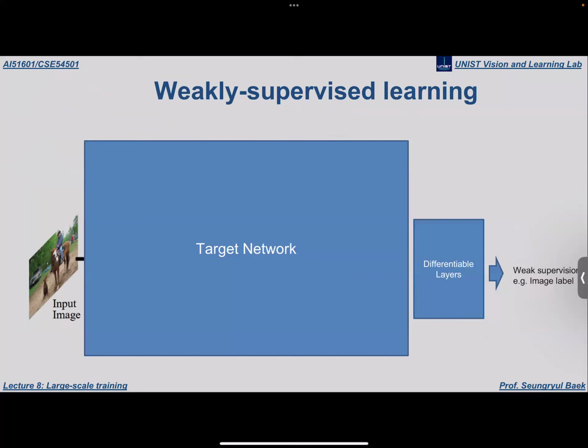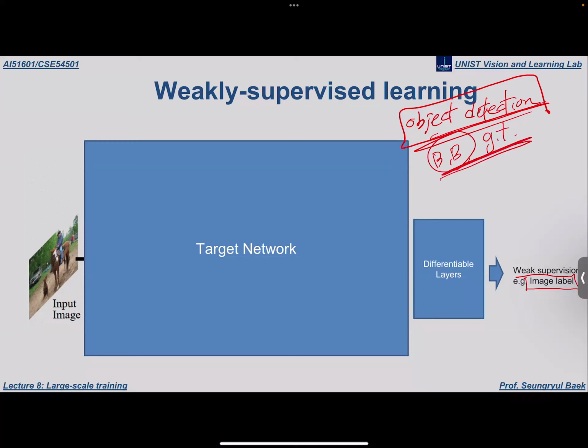Okay. So this is the concept of weakly supervised learning. Maybe I will show you this for the object detection task. In the context of object detection, the weak supervisory signal might be the image level labels. Object detection may require the bounding box ground truth. So for an image, we have to get some bounding box information as the ground truth. But if we use only the image level label, then this situation is called weakly supervised learning.